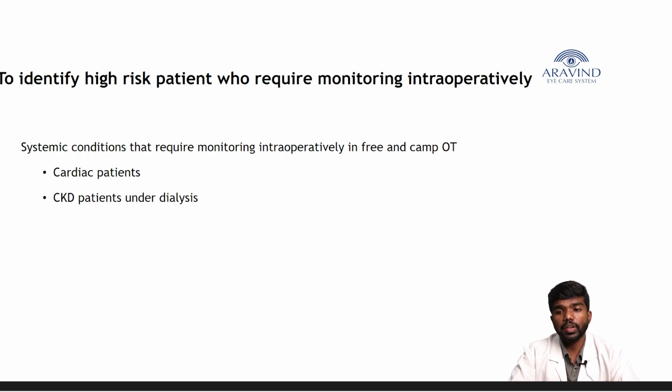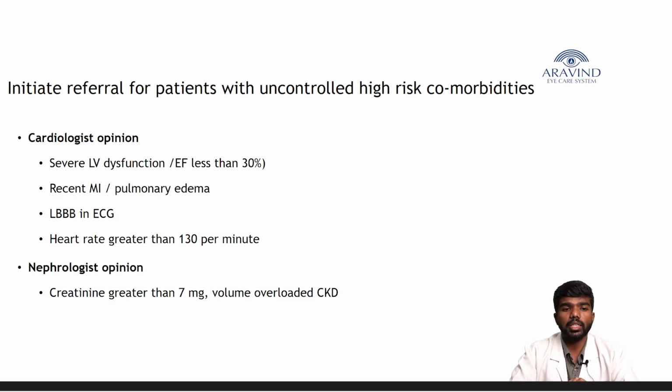So the physician is to identify high-risk patients and document the same in the EMR. Some systemic conditions that require monitoring intraoperatively in free and camp OT will be cardiac patients as well as CKD patients under dialysis. Initiate referral for patients with uncontrolled high-risk comorbidities. A cardiologist's opinion is needed in the following cases: severe left ventricular dysfunction, ejection fraction less than 30%, recent MI within 3 months, left bundle branch block in ECG, heart rate greater than 130 per minute, and a nephrology opinion is indicated in patients with creatinine greater than 7 and volume overload.